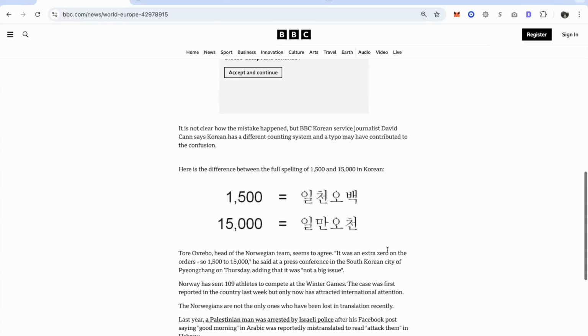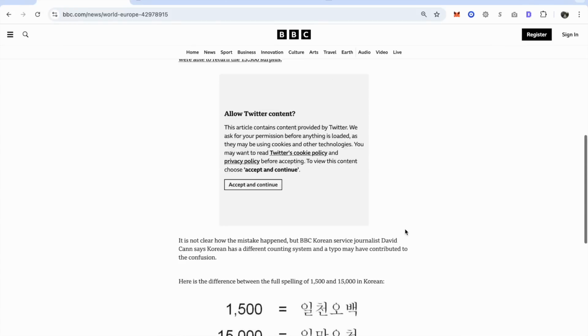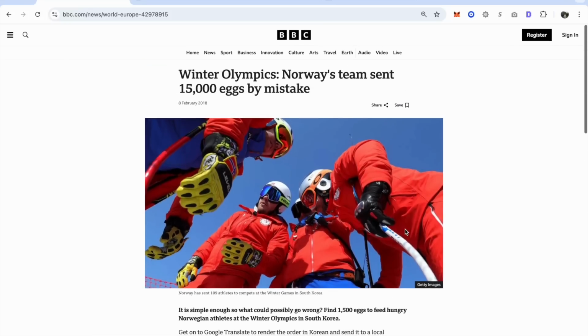Again, a translator would know to look for this, because a translator who translates into Korean knows all this. But yeah, this can definitely happen. But let's go to the next one.